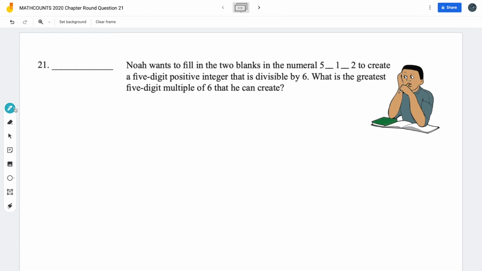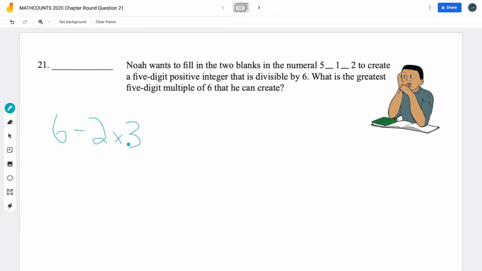Great problem. Let's start by breaking this down. When you do problems with numbers that are not prime, this is a great way to do it. What is 6? 6 is 2 times 3. So instead of finding divisibility for 6, we can find a number that's divisible by 2 and 3, which is much easier to do.